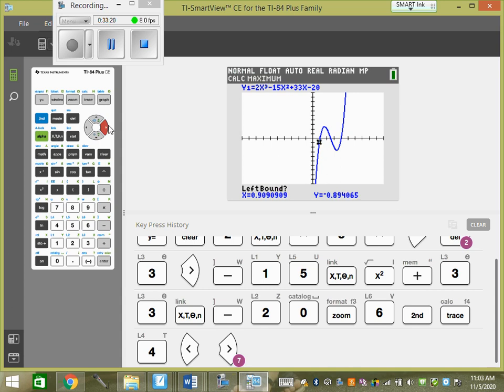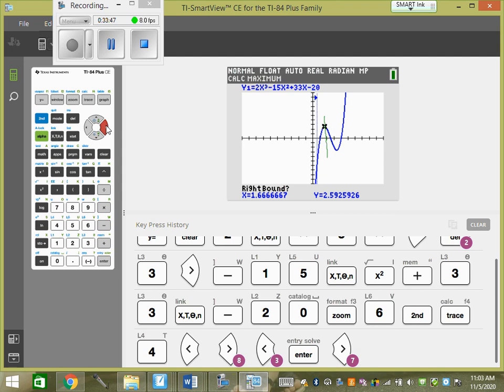So I need to be on the left side of that maximum. If I drew a line down the maximum, I need to be on the left side of it. And am I on the left side of it? Yep. Could you be down here and be on the left? Yep. Here, left, yep. You just need to be on the left somewhere. And then you hit enter. Now I need to be on the direct right of it.